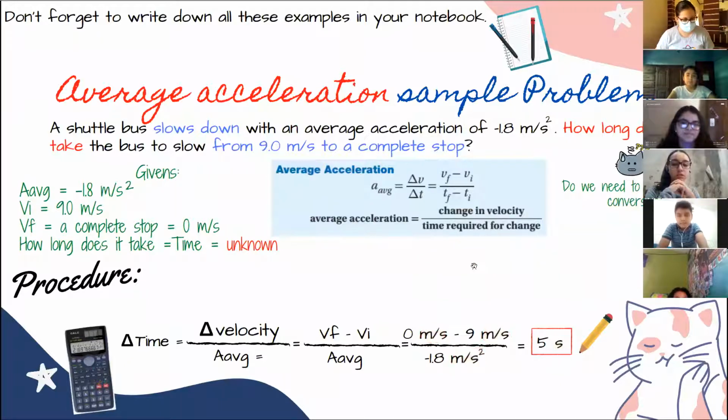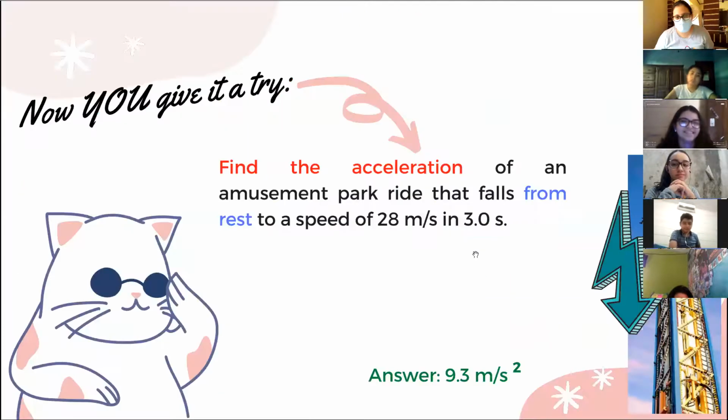Okie dokie. Yes. That's amazing. Now you give it a try. Find the acceleration of an amusement park ride that falls from rest to a speed of 28 meters per second in 3 seconds. Find the acceleration, okay? So from the equation for acceleration, you will put in the givens.